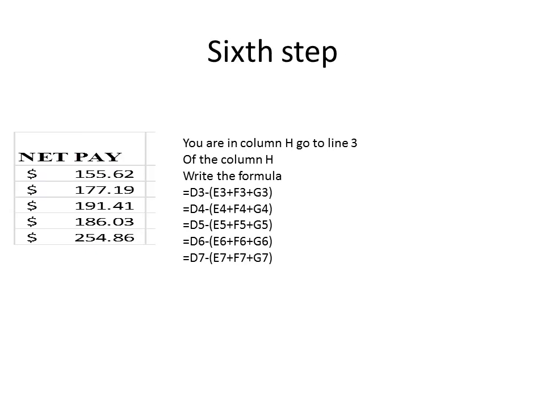The last column is the net pay. You need to write in the first blank cell, that's line 3, this formula: equal D3 minus open parenthesis E3 plus F3 plus G3 and close parenthesis. Then 155.62 pops up. You do the same thing in the next blank cell and change the numbers 4, 5, 6, and 7, and so on.